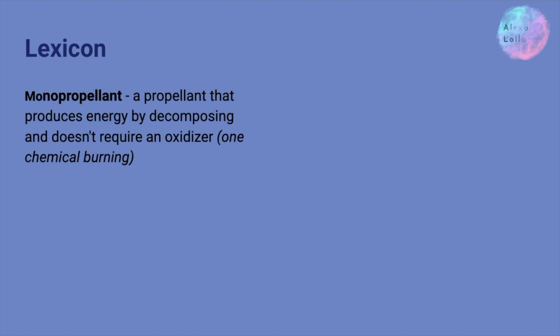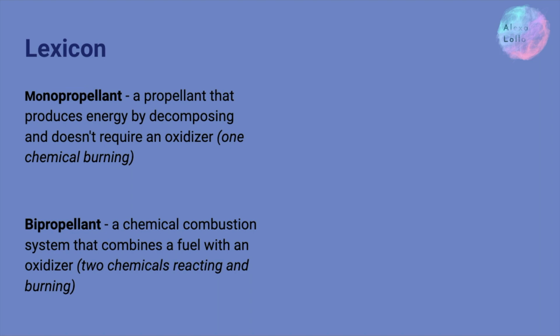A monopropellant is a propellant that produces energy by decomposing and doesn't require an oxidizer. In this scenario, only one chemical is burning in our engine. A bipropellant is a chemical combustion system that combines a fuel with an oxidizer. In this scenario, two chemicals are reacting and burning in our engine.